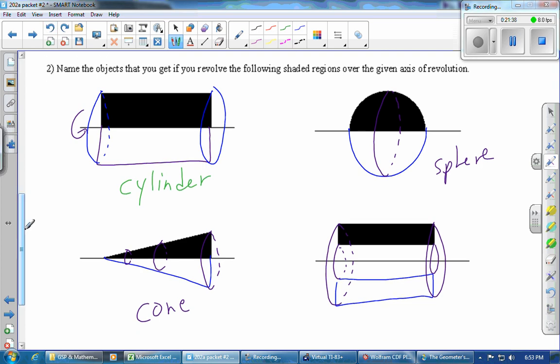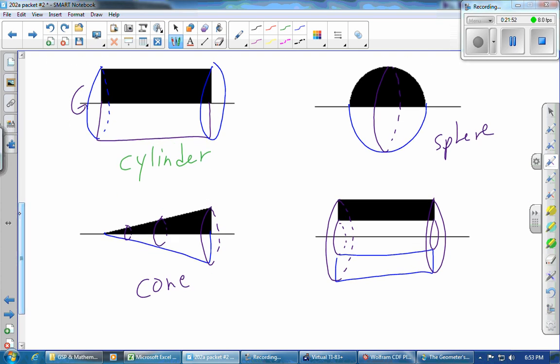Okay, so we've got four shapes up here. The top right one is a sphere. The bottom left one is a cone. That's what you get when you take a triangle and swivel it around a line. And then the bottom right one is, well, it's like a cylinder because it's like the top left one, but I guess it's a cylinder with a hole in it. So you can just say cylinder with a hole, but I'll say cylinder with a cylinder cut out.